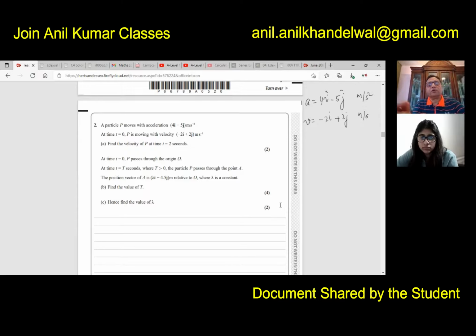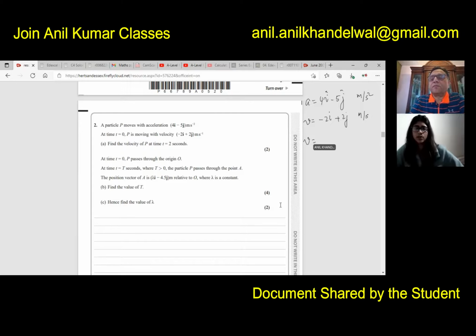So we have to use the SUVAT equations, right? We need to find the velocity of P at time t equals 2 seconds. v equals u plus at, you can say, right? Since we have an acceleration, initial and final velocities will be different, right? Yeah. So v equals u plus at.